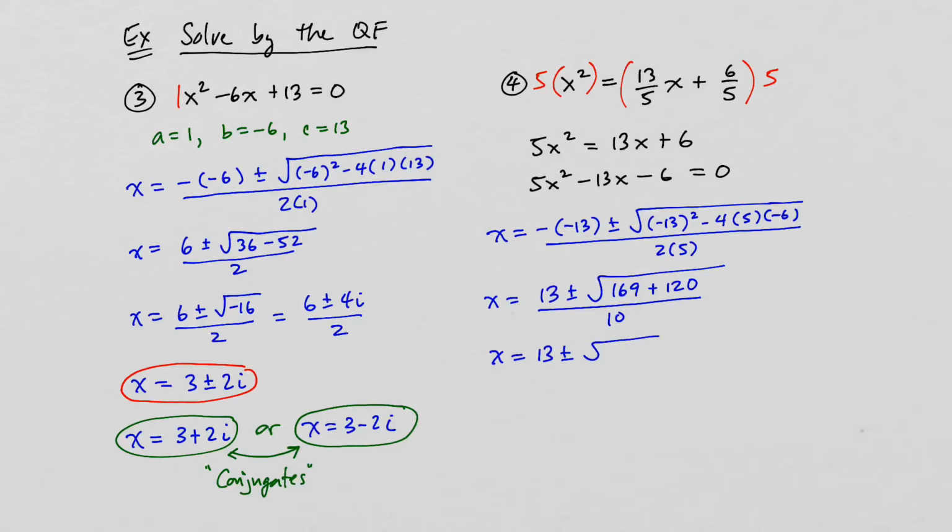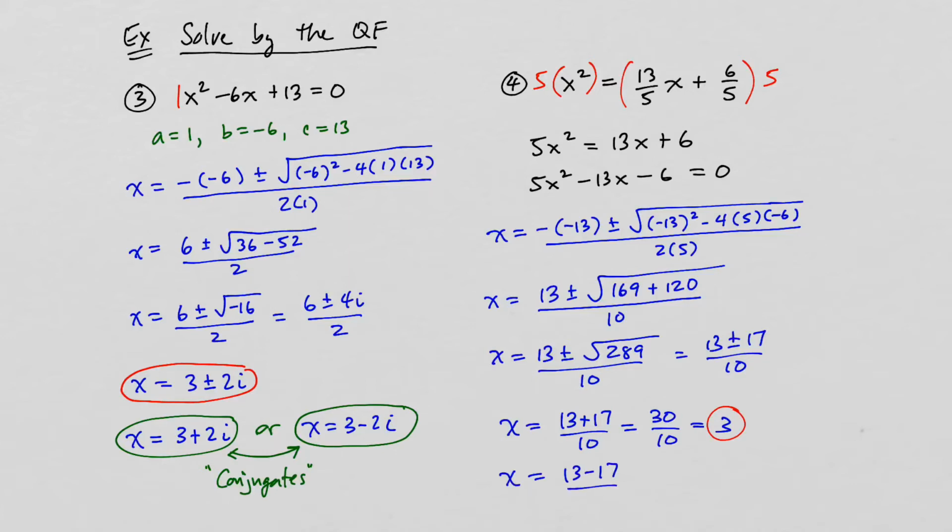169 plus 120 is 289. And the square root of 289 is 17. It's a whole number. So we have two answers. We have x equals 13 plus 17 divided by 10, which is 30 divided by 10, which is 3. Or the other answer is x equals 13 minus 17 divided by 10, which is negative 4 divided by 10, or negative 2/5. And there are our two answers.